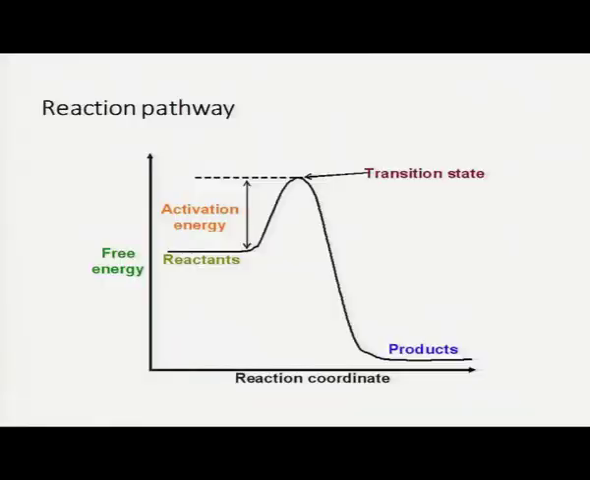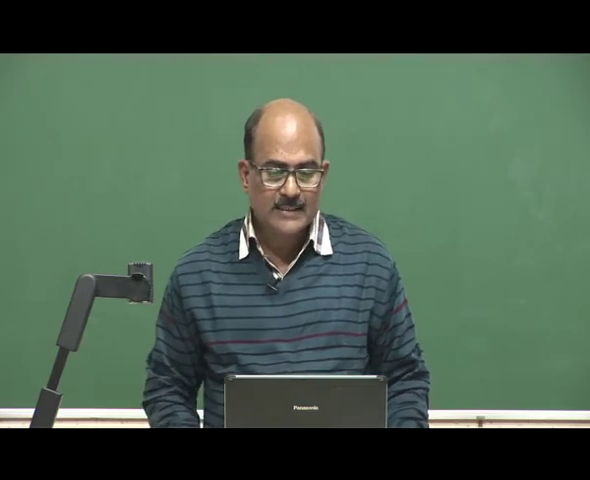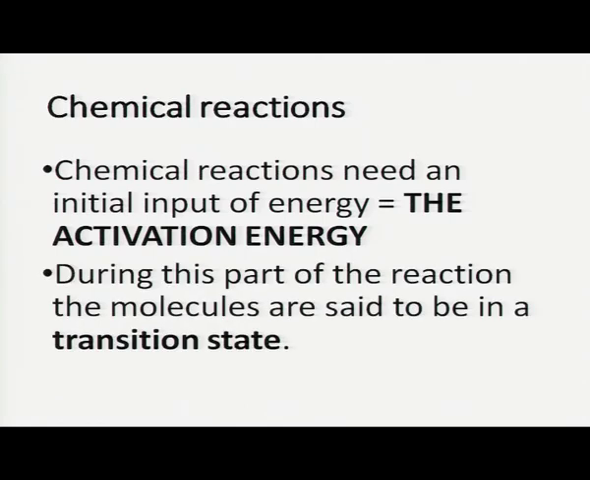Now, factors that affect the enzyme chemical reaction. Enzymes change the rate of chemical reactions. How is it going to be changed? Chemical reactions need an input of energy. For any chemical reaction, there is an input of energy that is called activation energy. During this part of the reaction, the molecule is said to be in a transition state.